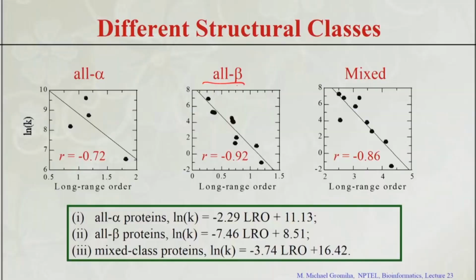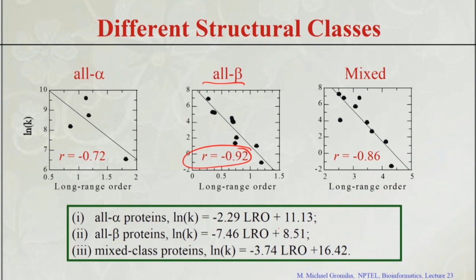So, I show the data. Here if you see all beta, the correlation is very high, minus 0.92, compared to the all alpha and the mixed class proteins. This makes sense, if you see the long range order, which involves mainly long range interactions. So, for all beta proteins you can get better correlation than the all alpha and the mixed class proteins. So, we derive the equation.